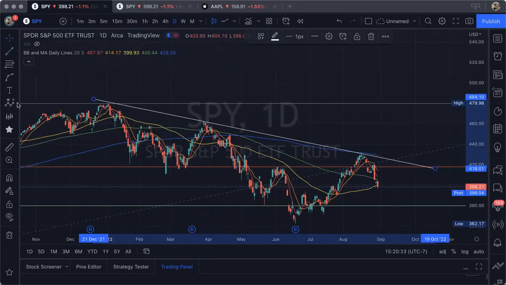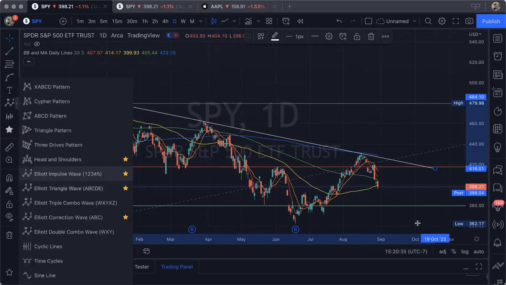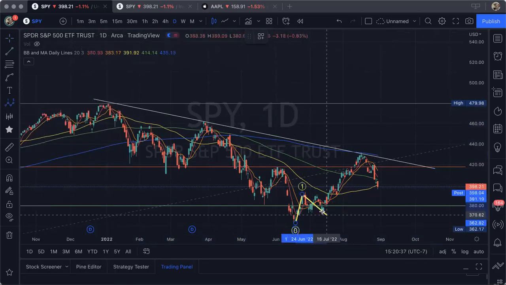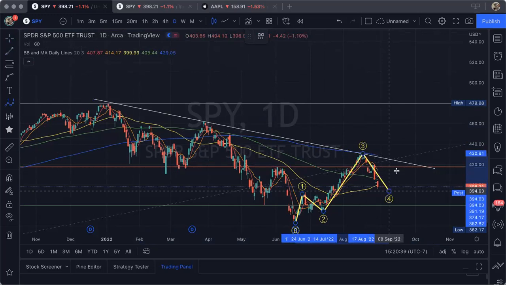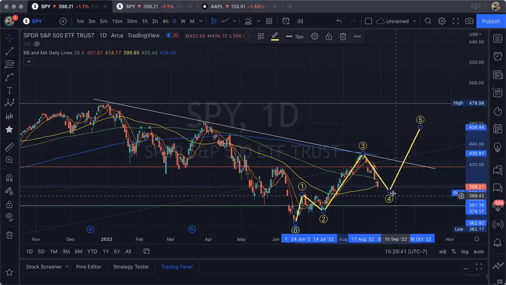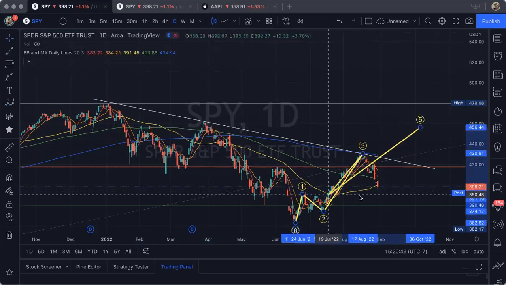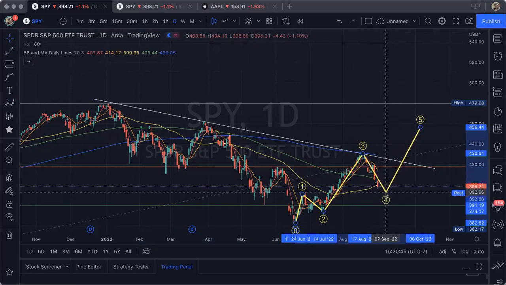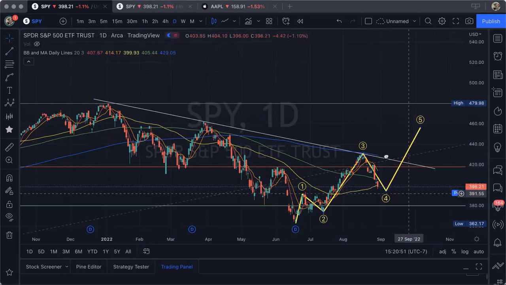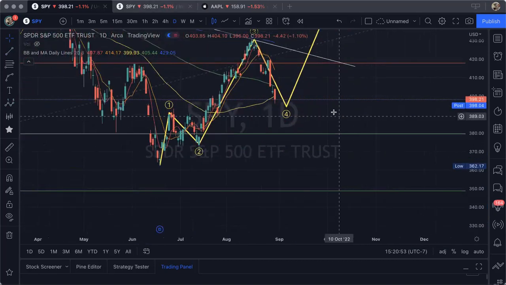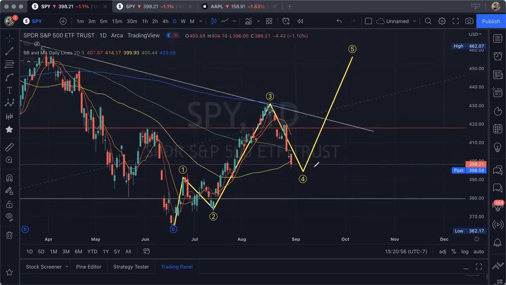It is still a small possibility that we do have this impulse 1, 2, 3, 4, 5. But keep in mind, 4 can't break down below where 1 is right now. So we do have a little bit of range where it might end up getting invalidated. All right. And especially on the daily, I want to point out, we have closed below this moving average, which is a bad sign.